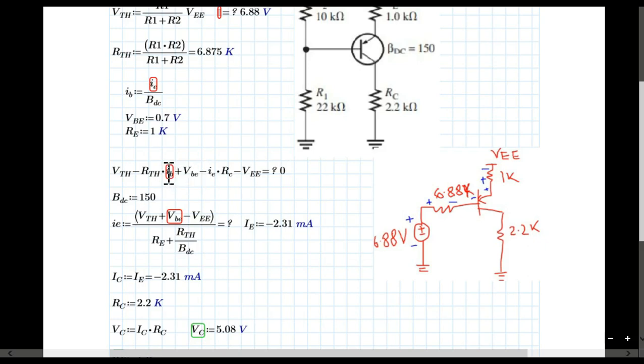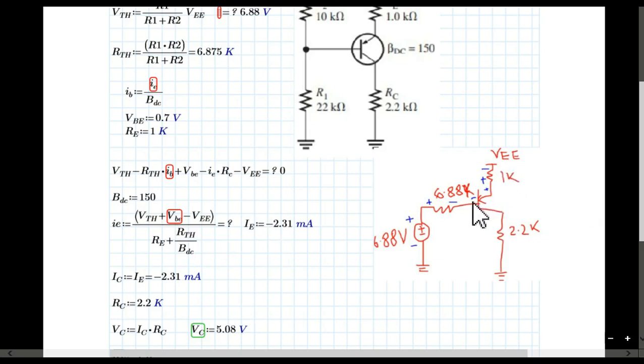How will you solve? You can replace your IB value from here: IB equals IE divided by beta DC. If you replace IB by IE divided by beta DC, you will have only one unknown, that is IE. Now you can easily solve for IE, right? IE is given by VTH plus VBE minus VEE divided by RE plus RTH divided by beta DC, and if you solve, this is minus 2.31 milliampere.